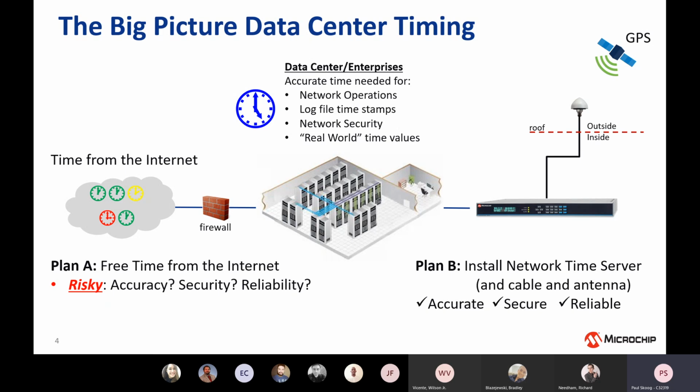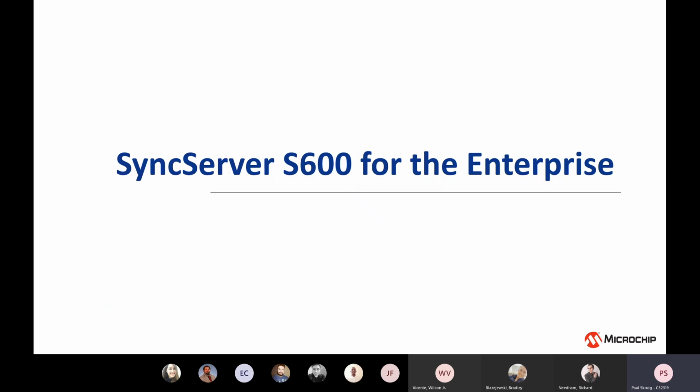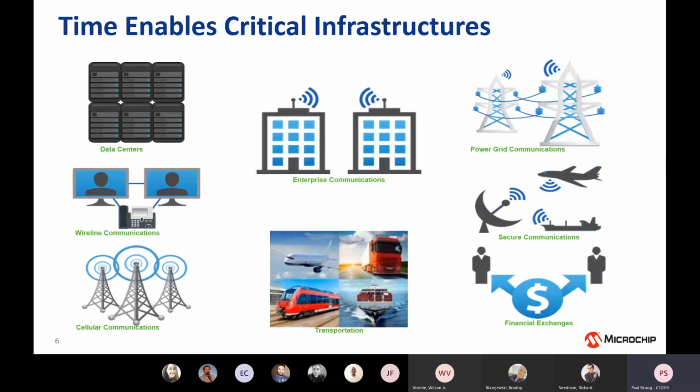So if we say, okay, let's just look at a broader picture for the S600 for the enterprise, you basically start talking about how time enables critical infrastructures. And when I say time, this is the time of day, kind of, wristwatch time, if you will. It certainly shows up in data centers. It shows up in power grids, power grid communications. It has a very significant role in financial exchanges in terms of the accuracy of timestamps. And you find it in wireline and wireless communications and so forth. You really find time everywhere out there that it's really important.